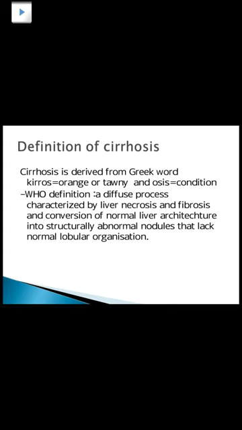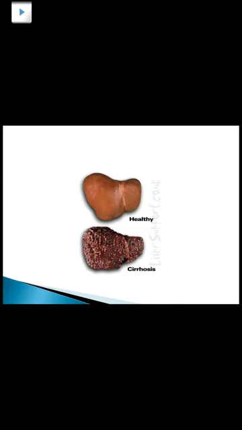Derived from the Greek word kirrhos, meaning orange or tawny, and osis is the condition. WHO definition: a diffuse process characterized by liver necrosis and fibrosis and conversion of normal liver architecture into structurally abnormal nodules that lack normal lobular organization.